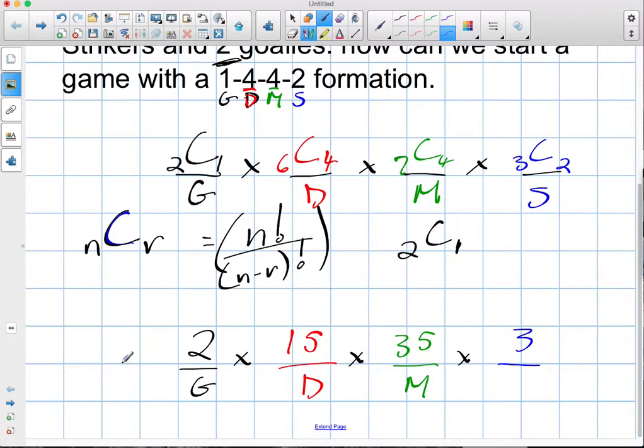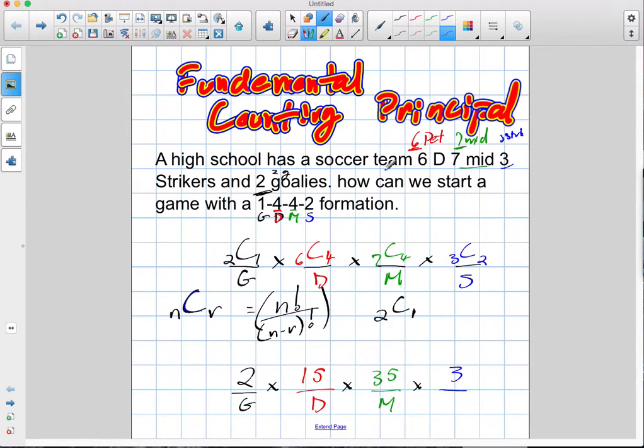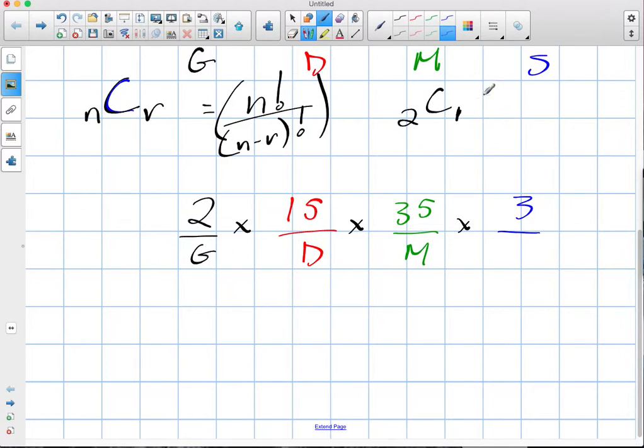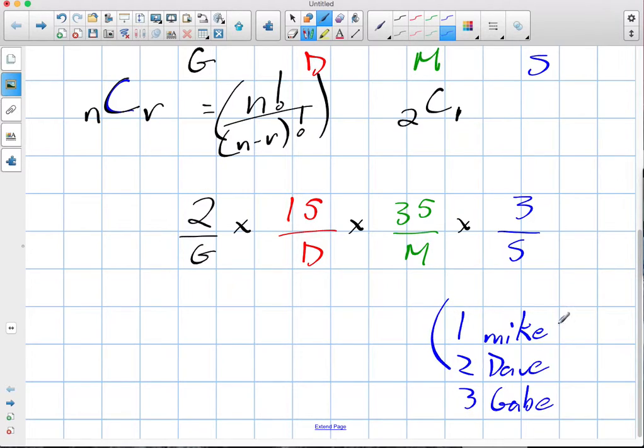Now, I used combinations because I made the assumption, this is where I was telling you the question is kind of vague. I made the assumption here that the order didn't matter. Okay, so for instance, let's say the strikers here. I'm going to give them names. Here's our striker. We'll call striker 1 Mike, 2 Dave, and 3 is Gabe. What I'm making the assumption is with the combination that if Mike and Dave are the strikers, that's the same as having Dave and Mike as the strikers.